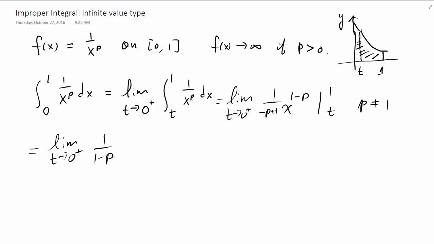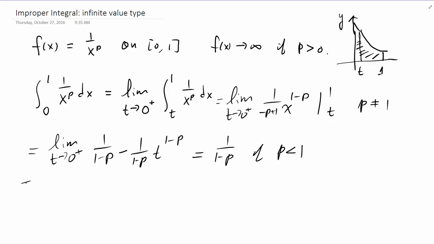And when we plug in t, we have negative 1 over 1 minus p times t to the power 1 minus p. Now, in this limit t is approaching 0, so we have to have 1 minus p bigger than 0, and then we have a limit. So this limit is equal to 1 over 1 minus p if p is less than 1. Isn't that interesting? We assume, of course, p is bigger than 0, otherwise we don't have an improper integral.